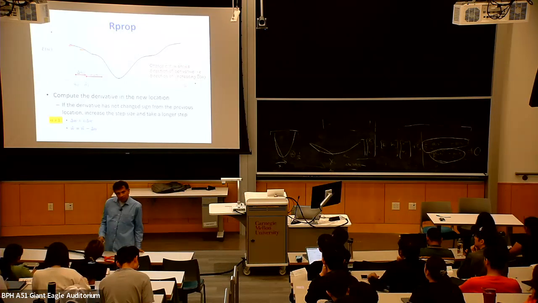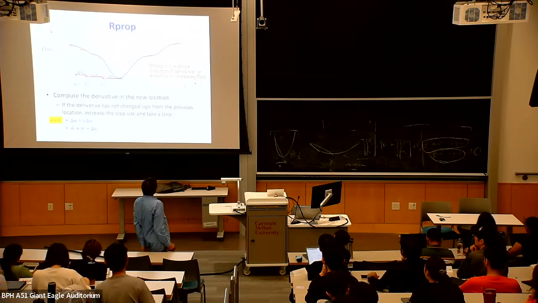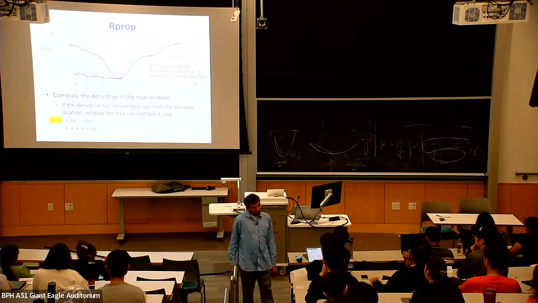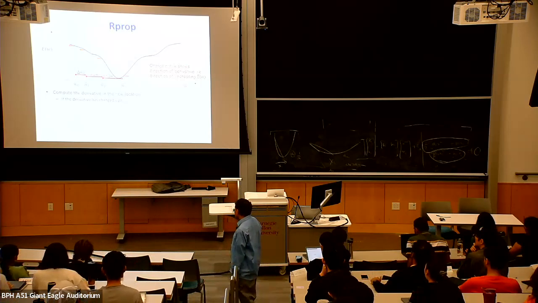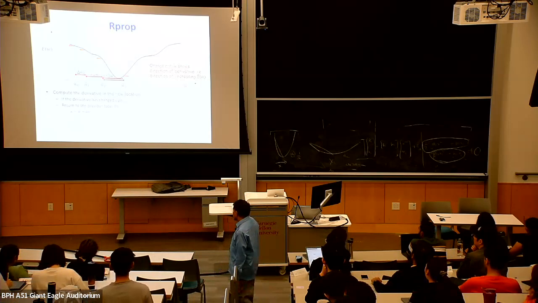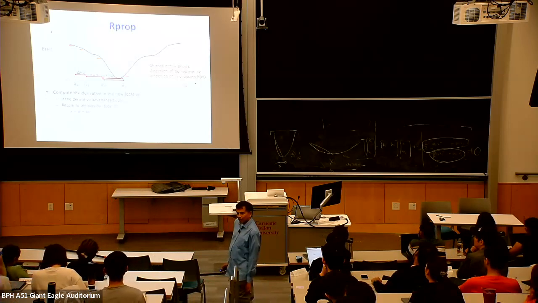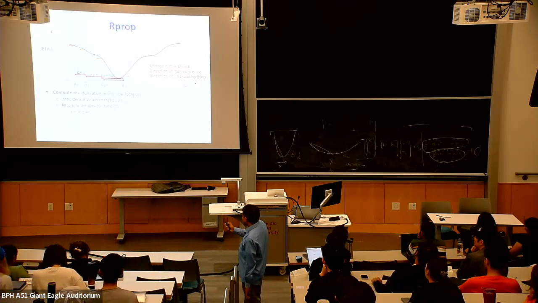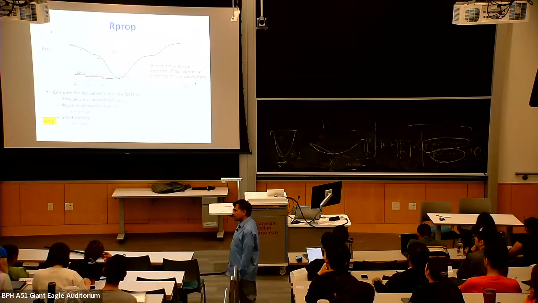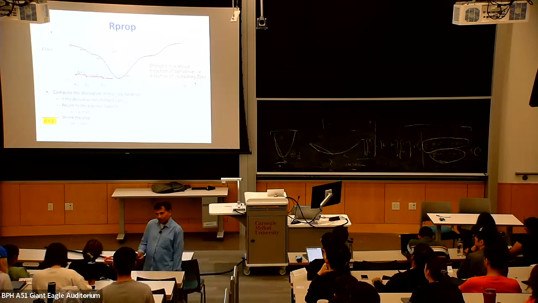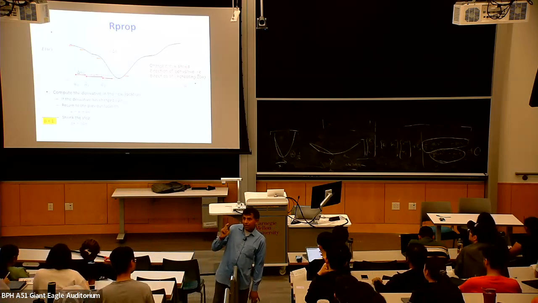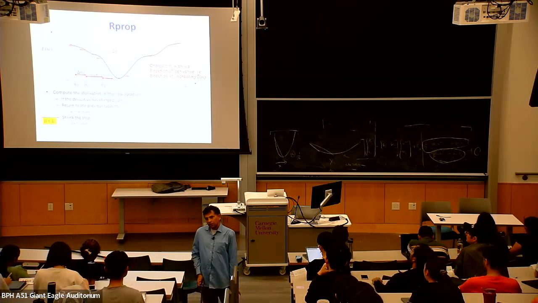And then you check the derivative sign again. If the derivative sign hasn't changed, you increase the step size again by a factor alpha, which is greater than 1, right? And you keep doing this, and then at some point, you're going to overshoot the minimum. Then you say, oops, I've gone too far. So then you go back and decrease the step size by some factor beta. And now use this new step size and repeat the same process. That makes sense? Very simple, right? And you'd be doing this independently for every variable. So this is resilient prop.